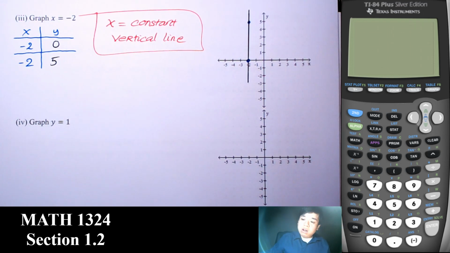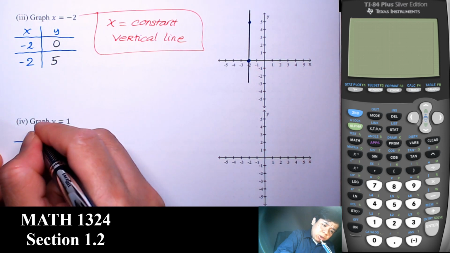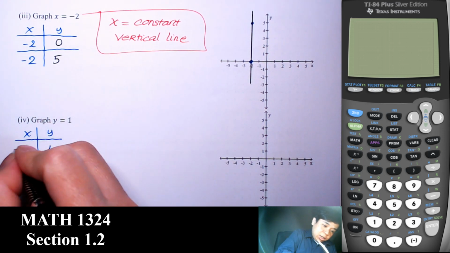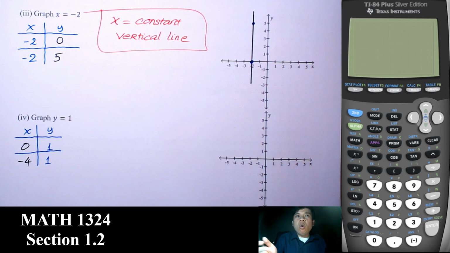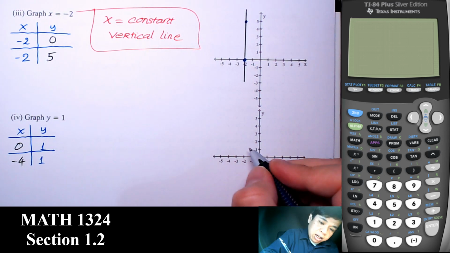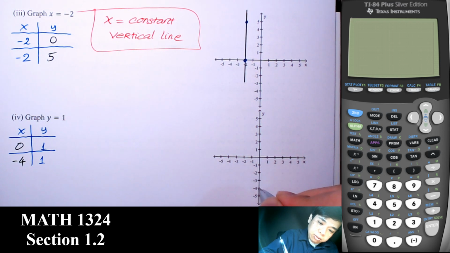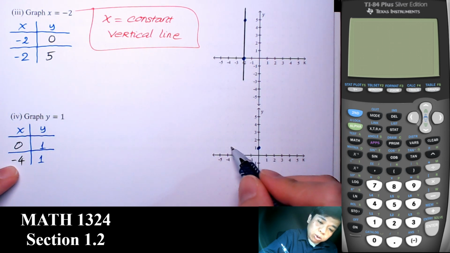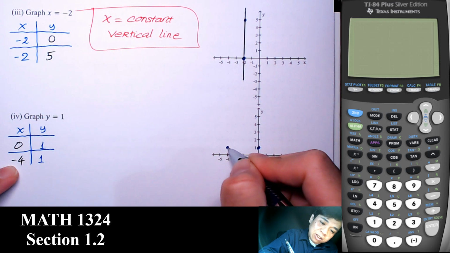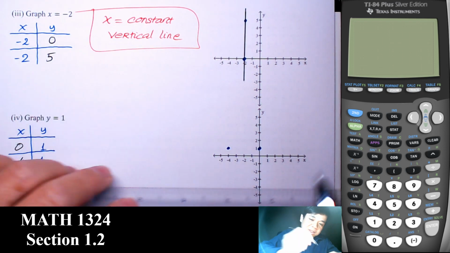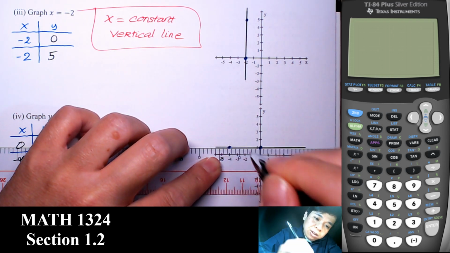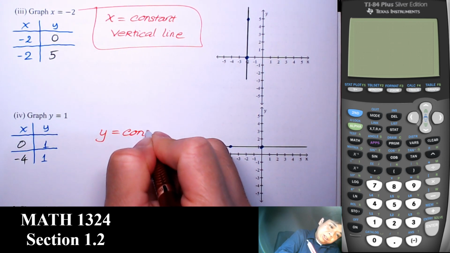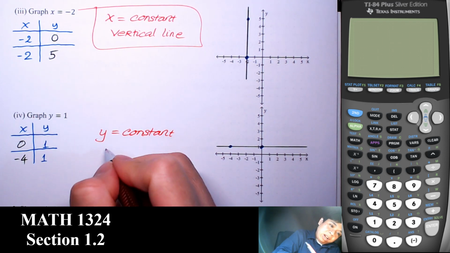Now we have y equal to a constant. So we make a table and we choose 2 points. Y has to be 1. X though could be anything. Again I choose 0 and maybe -4. I set the points a bit further apart. Sorry, x equal to 0, y equal to 1. X equal to -4, y equal to 1 as well. So again, when we have y equal to a constant, we have a horizontal line.